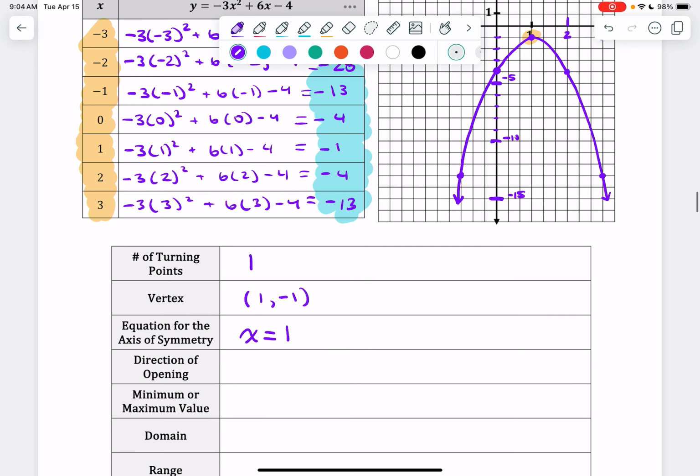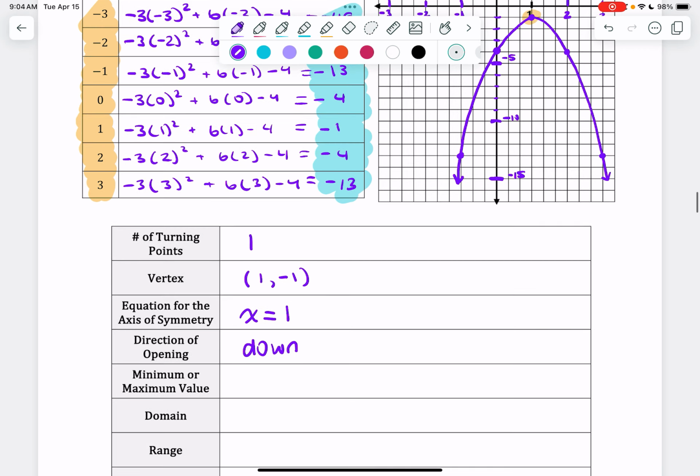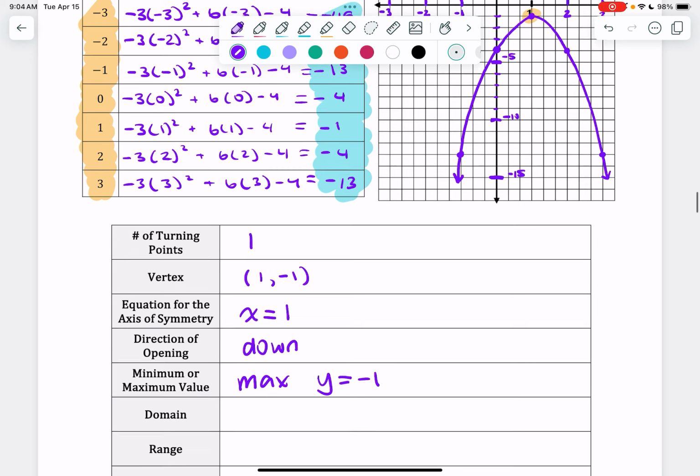Here I know I'm opening down. I can see that visually. I also know I have a negative leading coefficient. It's asking if I have a max or a min value. I'm going to have a maximum because I am opening down. And that max exists at y is equal to -1.